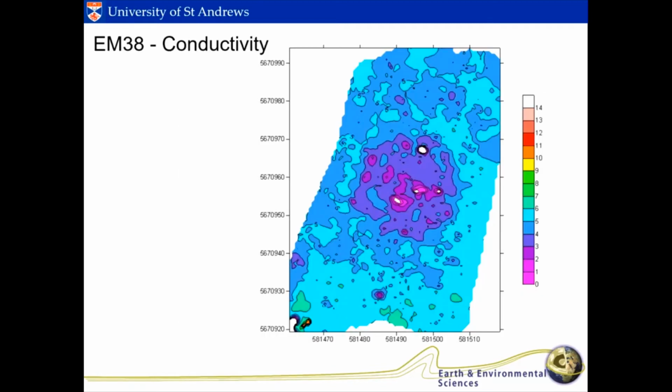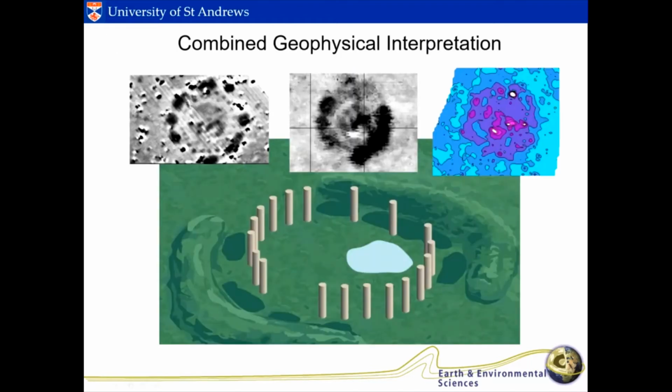This is electromagnetic conductivity, ground conductivity, how conductive or resistive the ground is. And again, you see a kind of circular form to this, and in the middle of it, you see some quite low conductivity or high resistivity areas in here. There we go, that's just highlighting them.